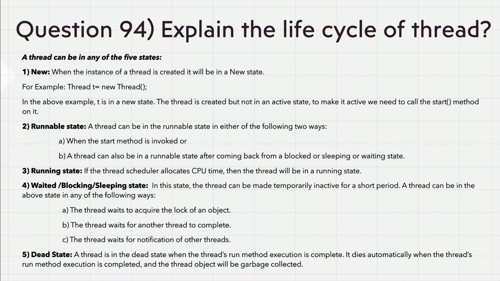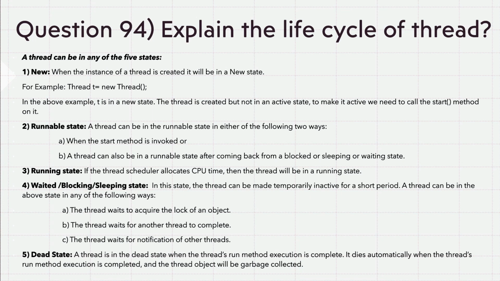2. Runnable state. A thread can be in the runnable state in either of the following 2 ways. First way is when the start method is invoked, or second way is a thread can also be in a runnable state after coming back from a blocked or sleeping or waiting state. 3. Running state. If the thread scheduler allocates CPU time, then the thread will be in a running state.